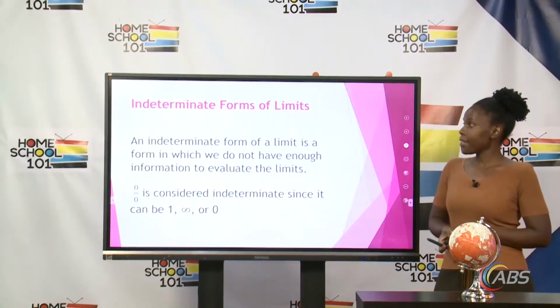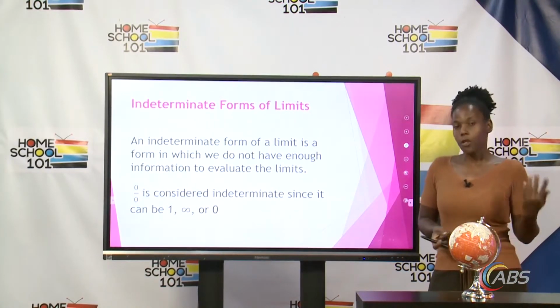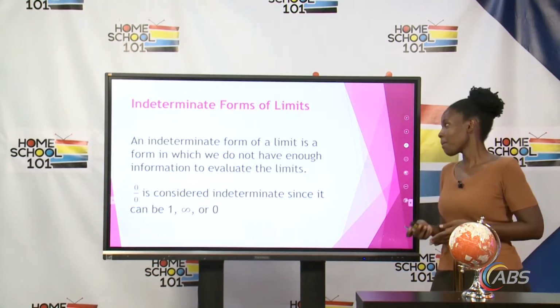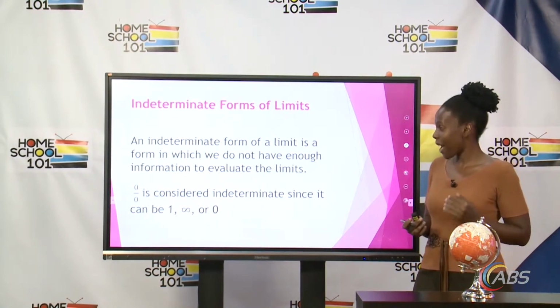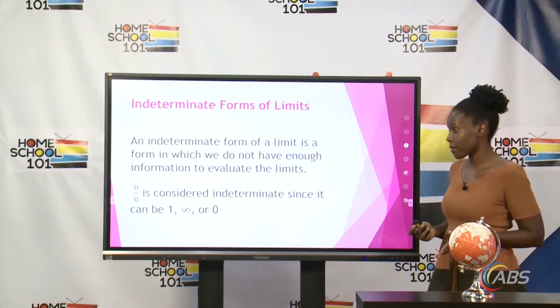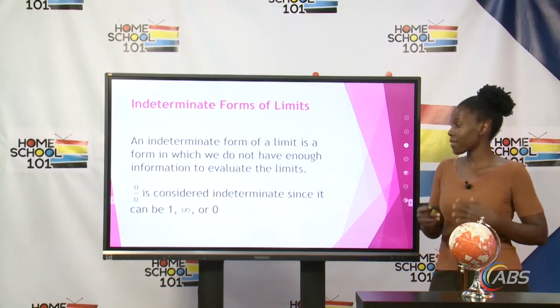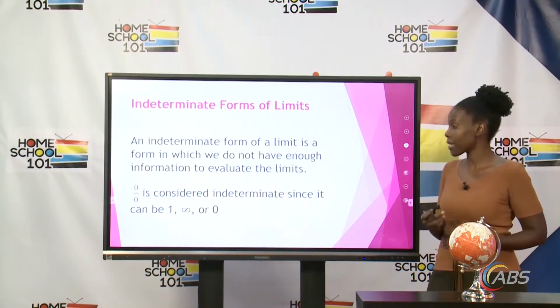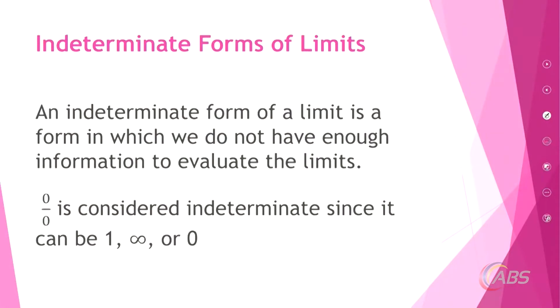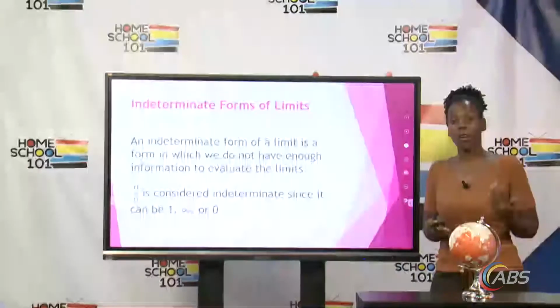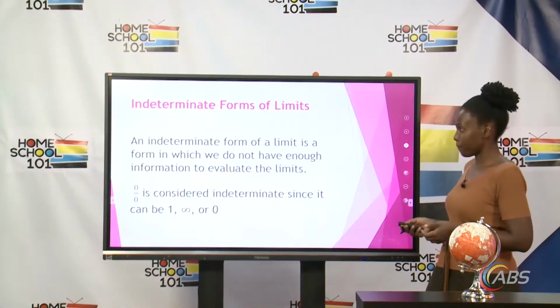So we will look at indeterminate forms of limits. An indeterminate form of a limit is a form in which we do not have enough information to evaluate the limits. We end up with a case where we have 0 divided by 0, and that is considered an indeterminate form since it can be 1, infinity, or 0. And remember, if you try to divide anything by 0 in your calculator, you will end up with an error because we can't divide by 0.